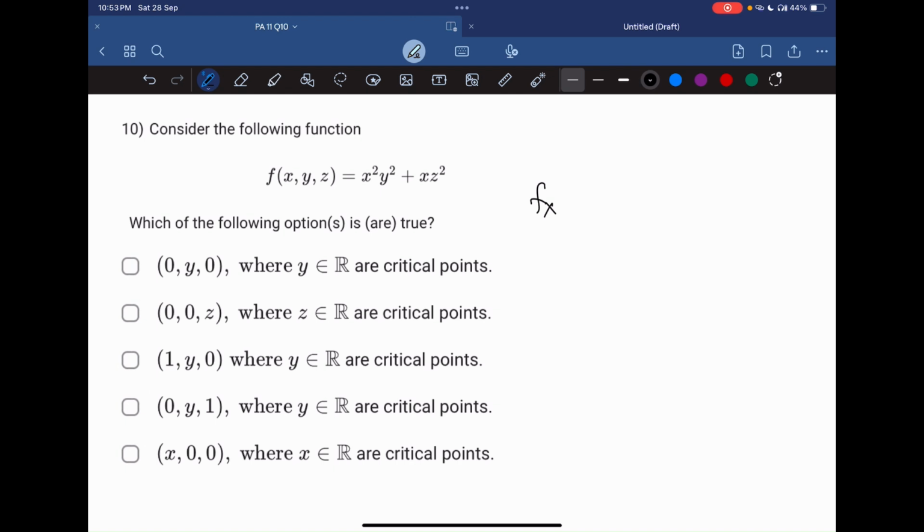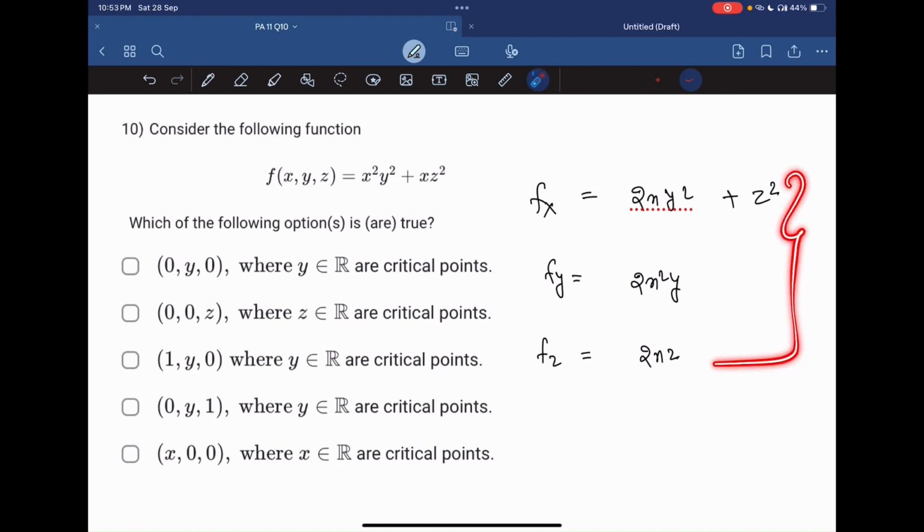First, with respect to x, it would be 2xy squared plus z squared. With respect to y, it would be 2x squared y. With respect to z, it would be 2xz. So these are the partial derivatives. Now we know at the critical points, all the partial derivative values would come out to be 0. So let's check the options one by one.